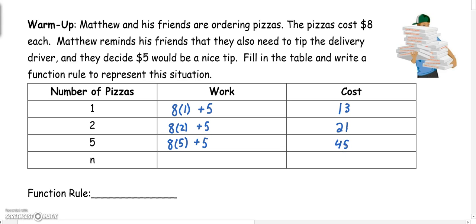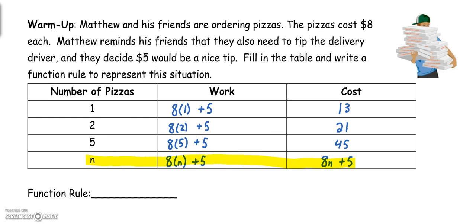$45. So if I order n number of pizzas, n can be any number, I'm going to multiply my number of pizzas times $8 plus a $5 tip. So my cost would be 8n plus 5. This last row with the n can help me write my function rule.